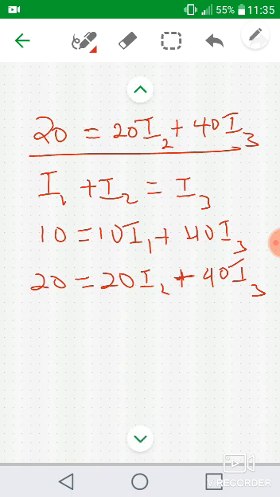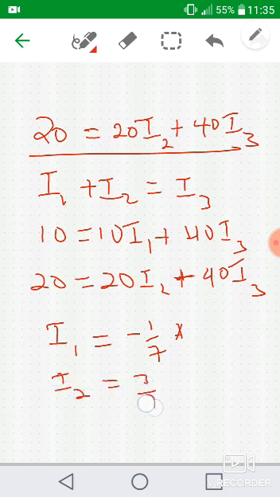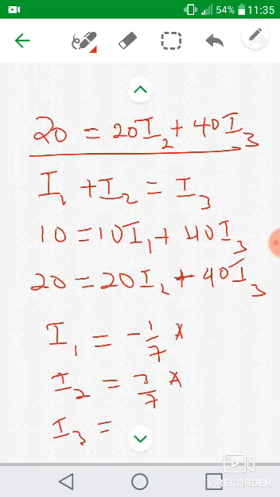So upon solving all of these equations, you'll have I1 as negative 1 out of 7 amperes, I2 as 3 out of 7 amperes, and I3 as 2 out of 7 amperes.